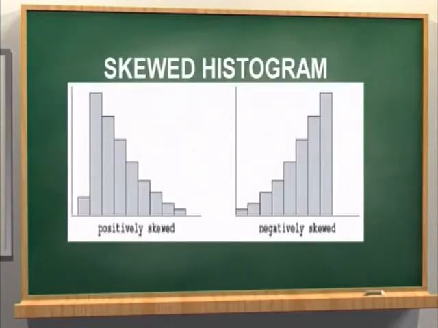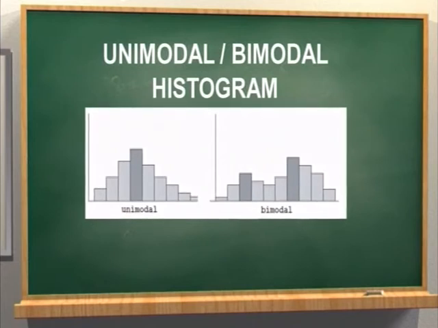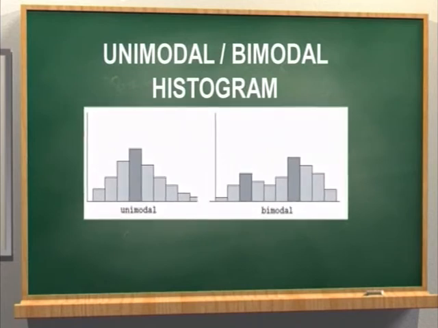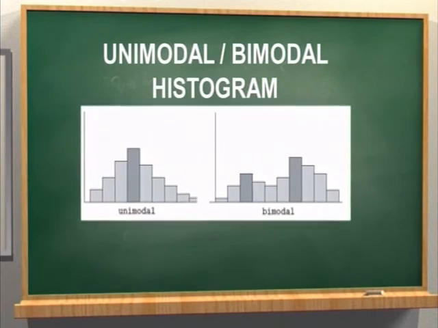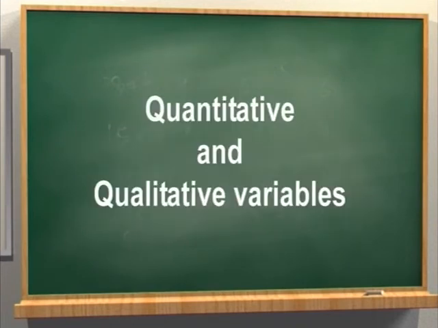A skewed histogram is one with a long tail extending to either the right or left. A unimodal histogram is one with a single peak, while a bimodal histogram is one with two peaks.